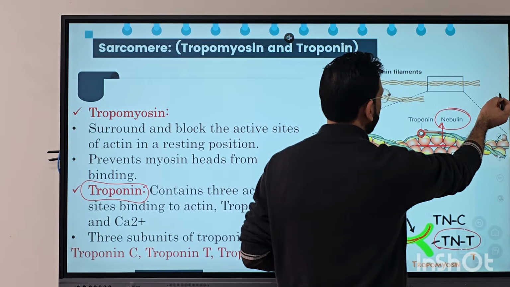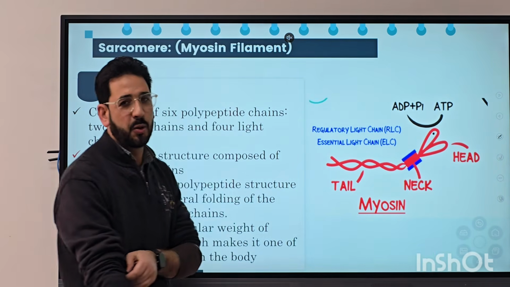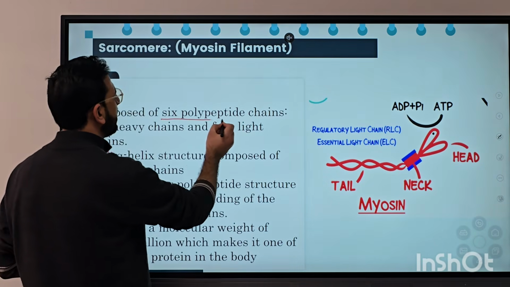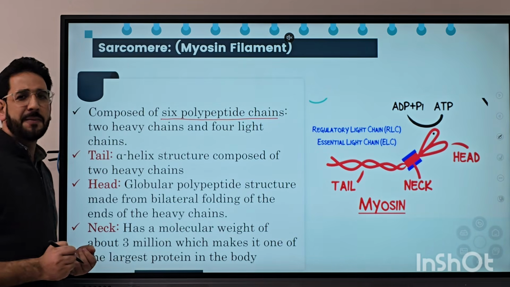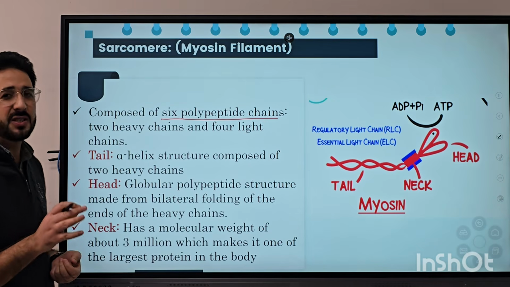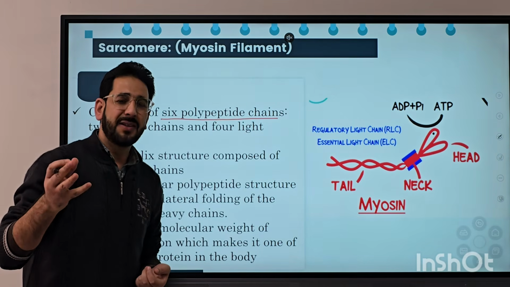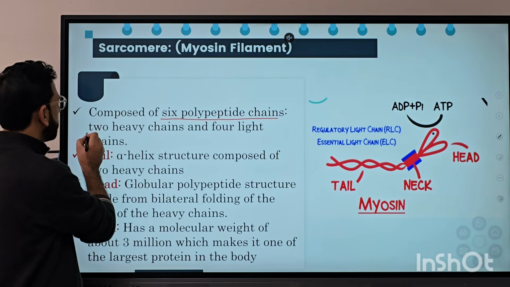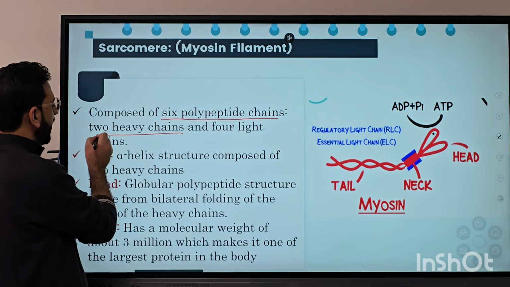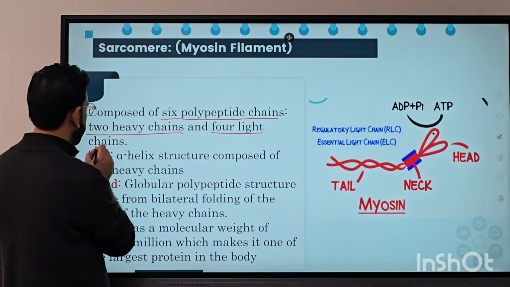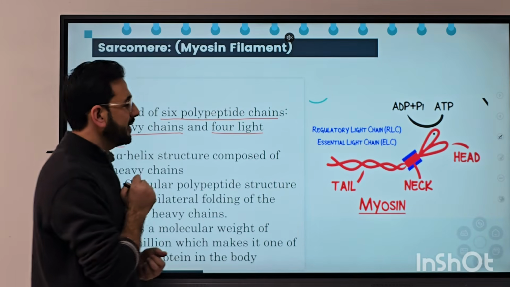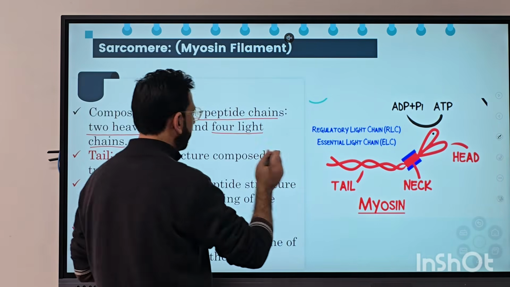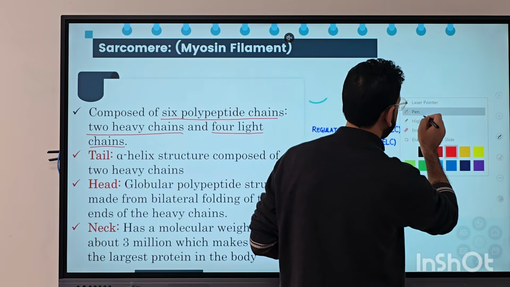Okay, now let's talk about the next filament, that is the myosin. Now myosin is composed of 6 polypeptide chains. Okay, it is made up of 6 polypeptide chains when we talk about the structure of this myosin molecule. Now out of the 6 polypeptide chains, it has the 2 heavy chains and it has the 4 light chains. Okay, now you can see here it has the 2 heavy chains. These are the heavy chains here. Let me change the color, please.